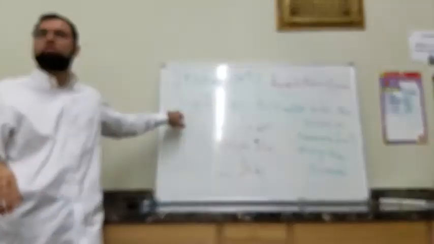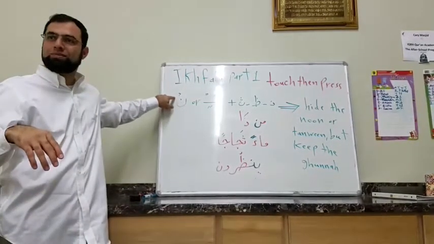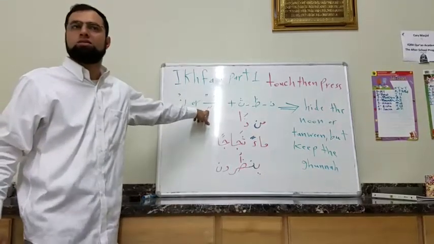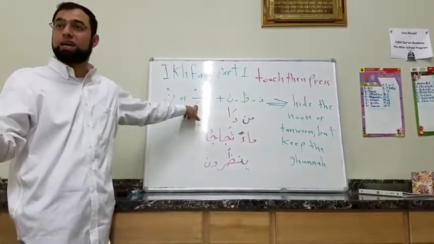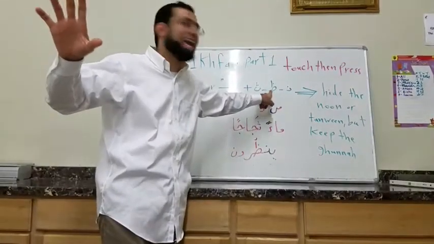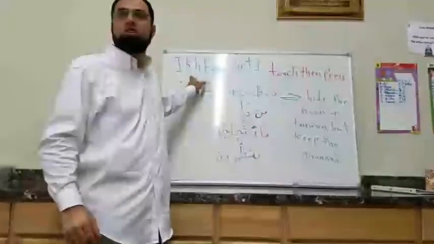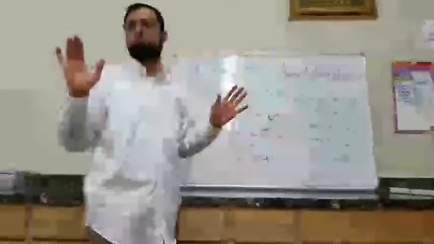If you have noon sakina or what? Tanween, right? Tanween means either two fathas or two dhammas or two kasras. If you have noon sakina or tanween followed by any of these letters, then what is the rule? Ikhfa. We have to apply ikhfa, right?